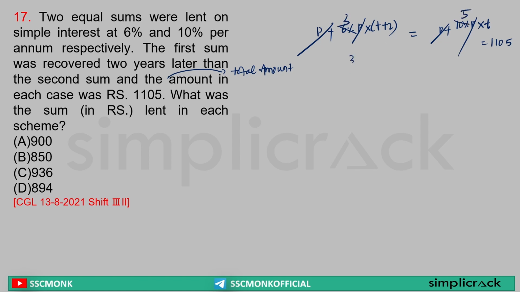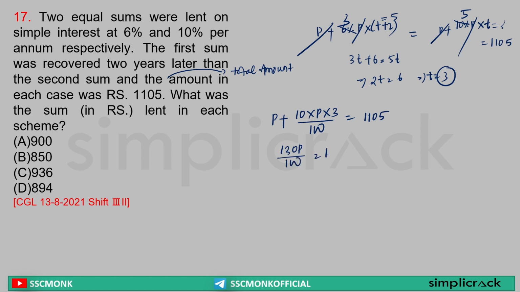Sir, 3t plus 6 is equal to 5t, or I can write 2t is equal to 6, or t value is equal to 3. Now here what do we know? P plus 10 into P into T, which is 3, by 100 is equal to 1105. So this is 30P, this is P, so it will be 130P by 100 is equal to 1105. 0 0 crossed out. 13 8s are 104, 65, 13 5s are 65. So P value is equal to 85 into 100, which is 850. So what is the answer? 850 is the answer. Very basic.